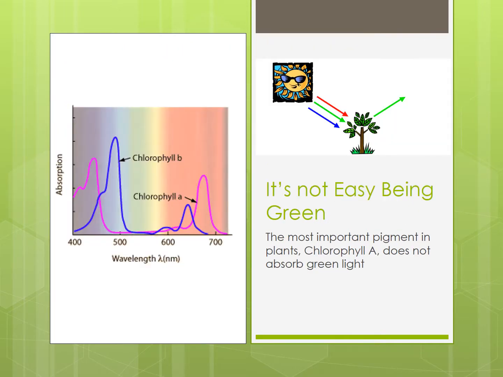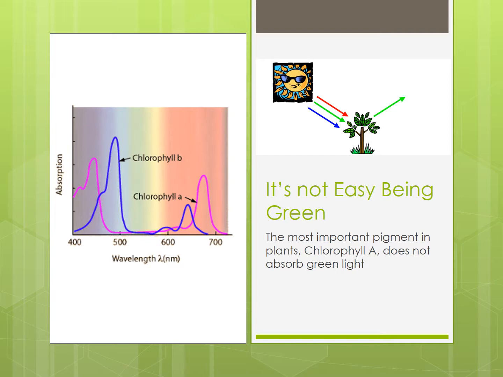Chlorophyll B and chlorophyll A are going to both absorb in the blue spectrum, and they will also absorb in the red spectrum. So what you're seeing here is the amount of absorption. You'll see a lot in blue and a lot in red. Where do you not see a lot? Green. Green, there's no absorption.